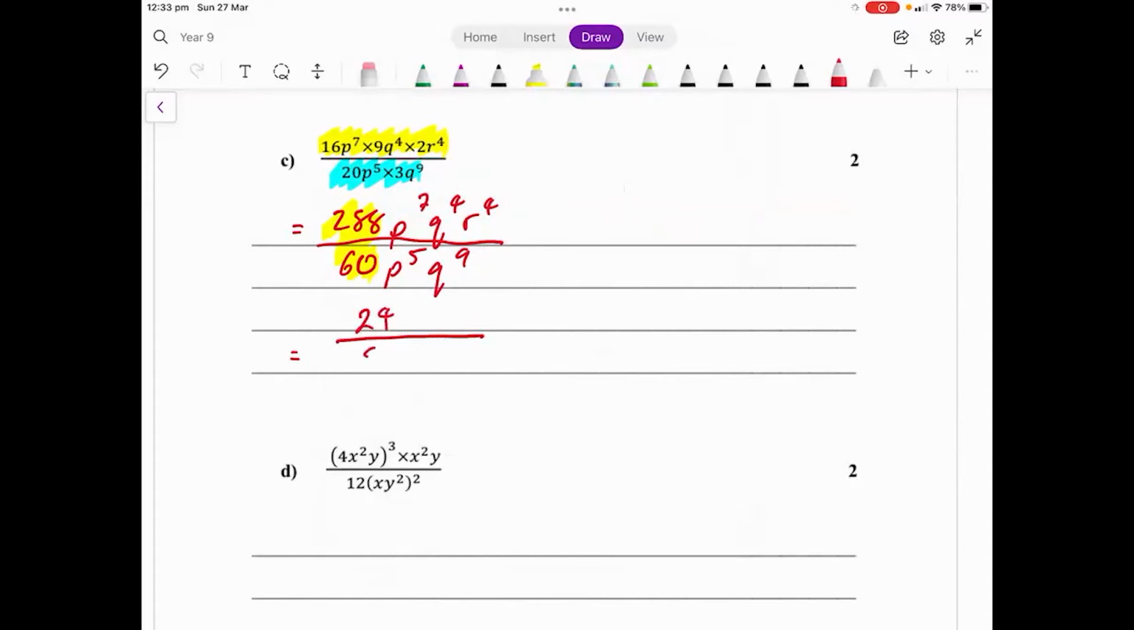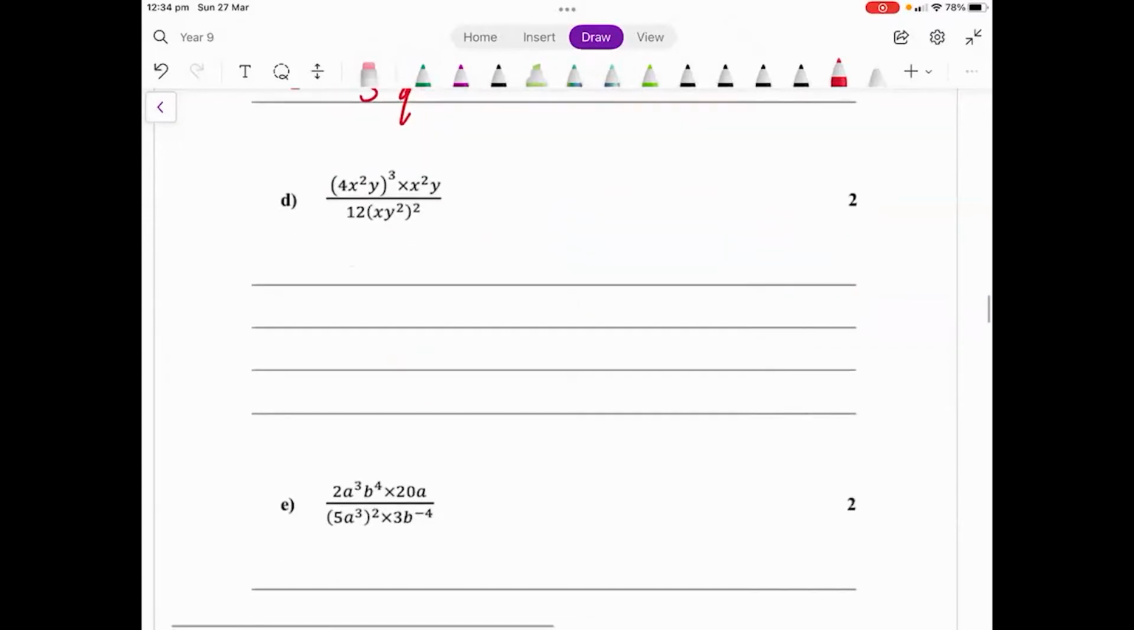For the p's, we can do 7 minus 5, that gives us p squared. R to the power of 4 stays on the numerator because there's only one set of r's. And for the q's, we have extra q's on the denominator. So we have 5 extra q's on the denominator. So q to the power of 5 is on the denominator.